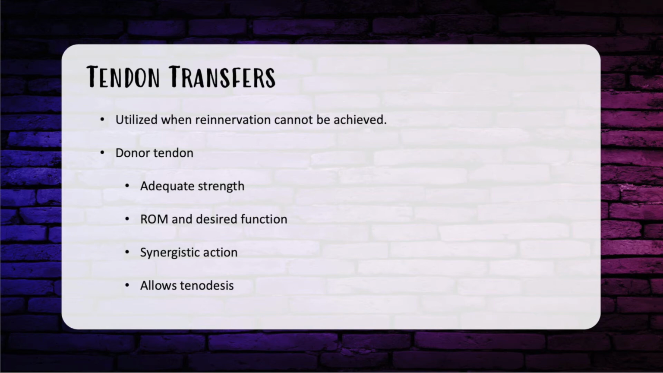So tendon transfers are utilized when reinnervation cannot be achieved. Reinnervation of muscles should ideally be completed within about 12 to 18 months after injury to allow for recovery. So if you miss the window of opportunity to reinnervate them, then tendon transfer is indicated for dynamic motion. The goal here is to use an expendable donor tendon to provide a missing function. This donor tendon should have adequate strength, range of motion, and desired function, and it ideally should have synergistic action and allow tenodesis to facilitate re-education.